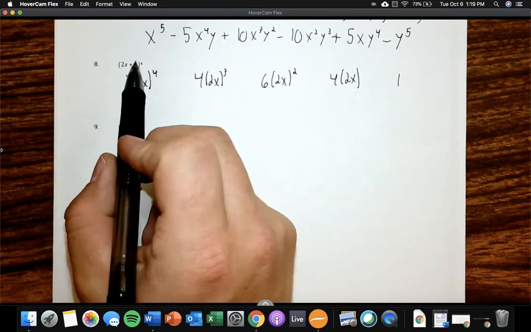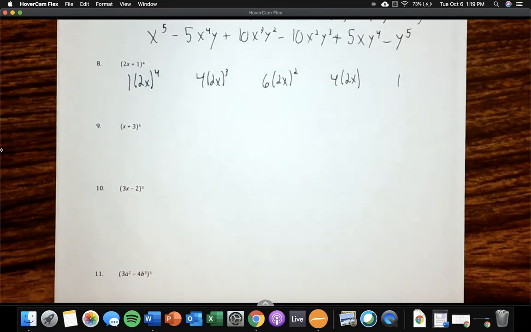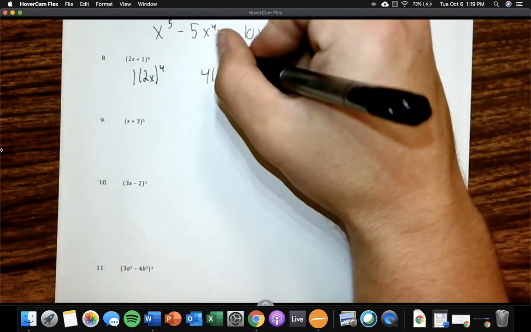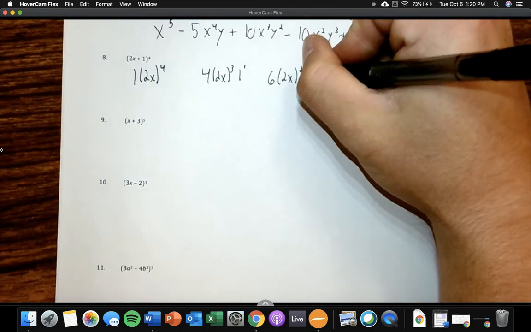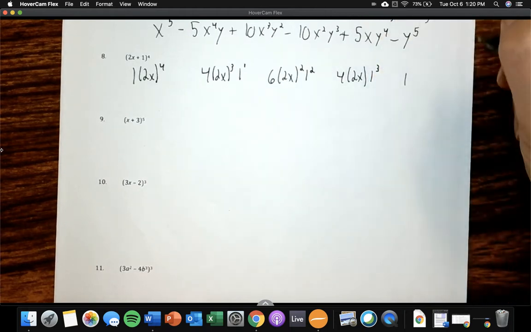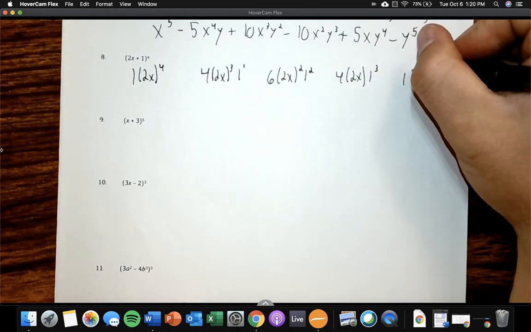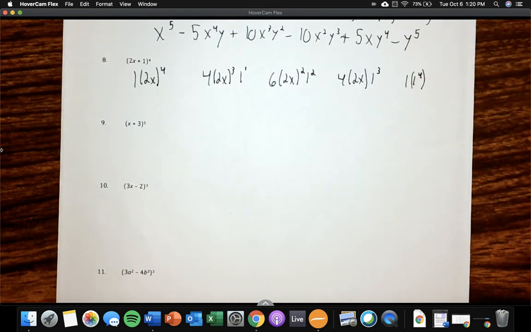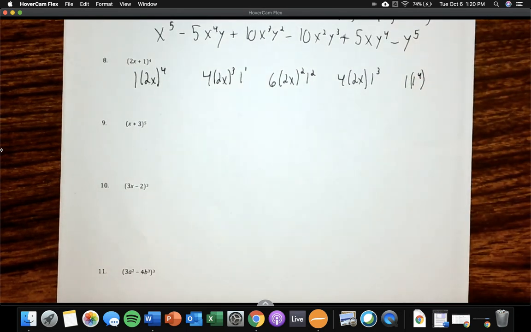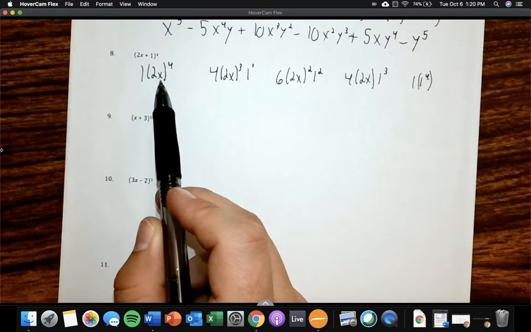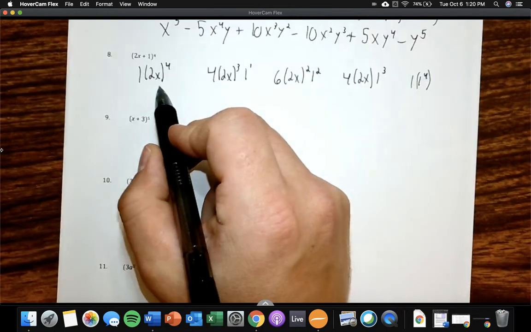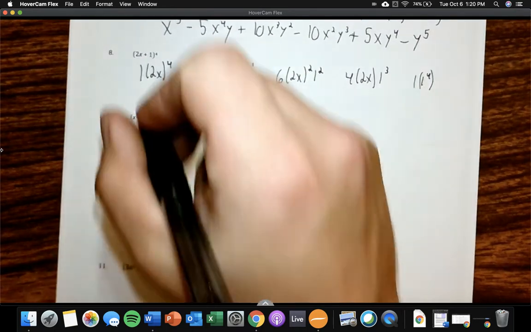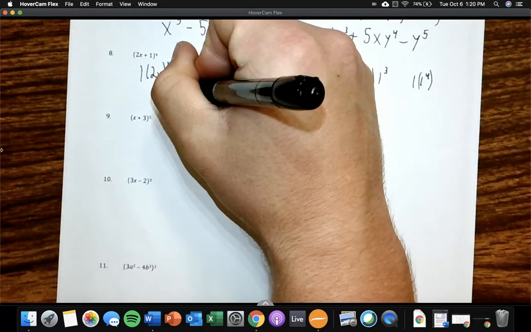Now our b term is just 1, which works out really well, because 1 to the 0 power is just 1. This would be technically 1 to the first power, this is 1 to the second power, 1 to the third power, and then 1 to the fourth power. But we know 1 to any power is just 1. So all we have to do is ignore it and just figure out our coefficient based on this 2x. 2x all raised to the fourth power is like 2 to the fourth times x to the fourth. So when we solve that out, we just get 16x to the fourth.